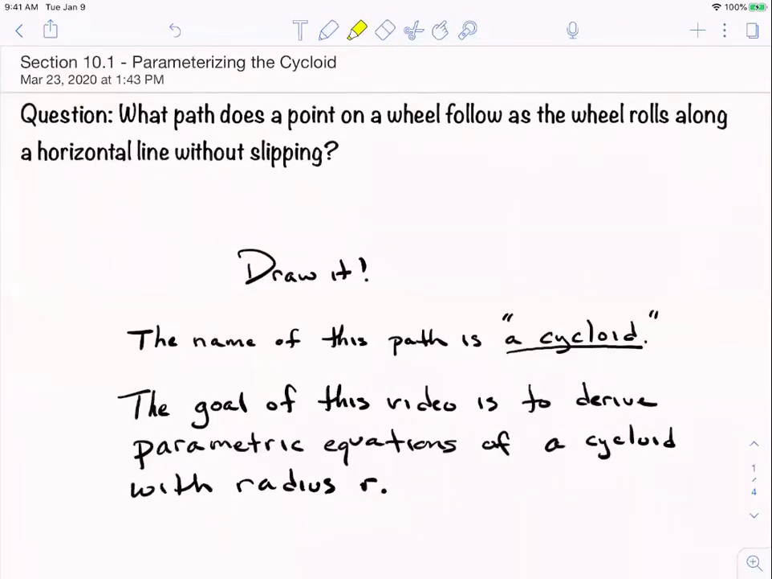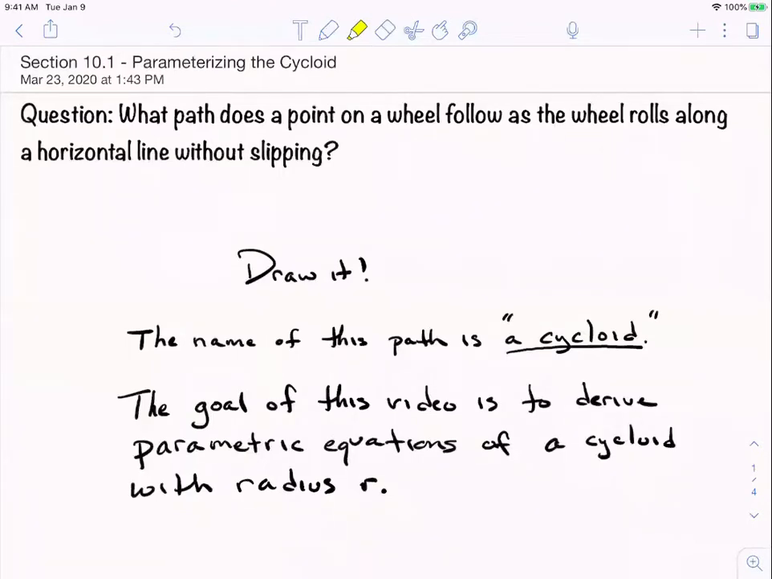Think about a point on a wheel, say the point touching the ground, and then the wheel starts to roll. It rolls along a horizontal surface without slipping. And the question is, what kind of path does that point follow? You can pause this for a second, see if you can draw it. Can you imagine that? What is the life like for a point on your bicycle wheel as you roll along without slipping? All right, so I hope you drew something.